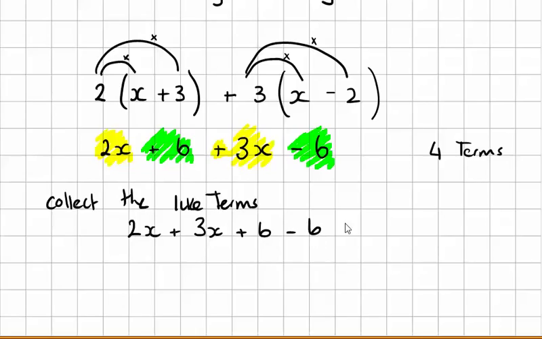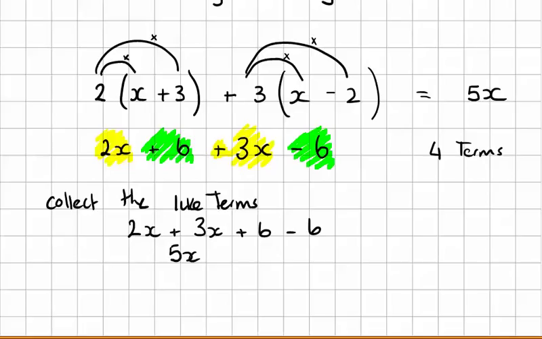Because it's plus and minus, I can write them in any order I like, as long as the sign stays with the number. That's why I've coloured in the sign as well. Now we collect them. 2x plus 3x is 5x. And then plus 6 minus 6 is 0. So all of this is equal to only 5x.